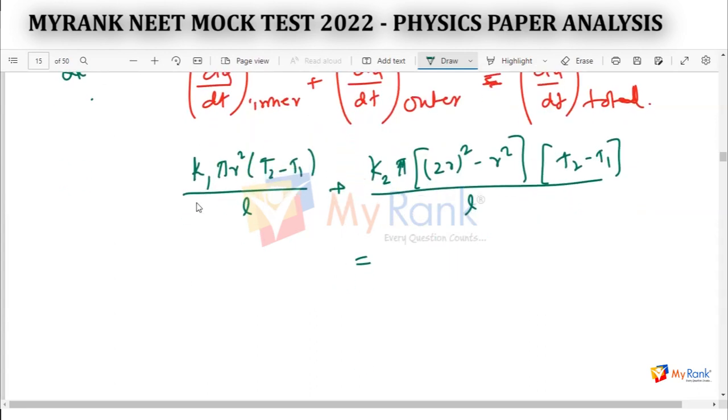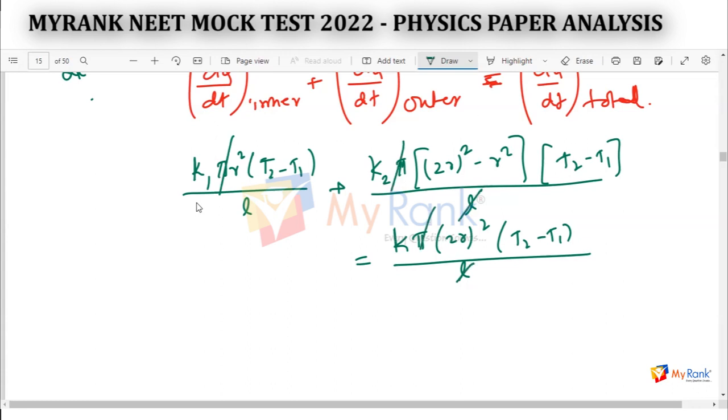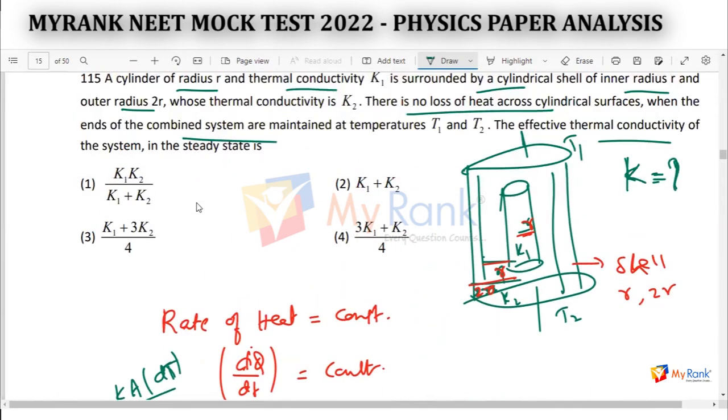For total, if I write K pi r square, r is nothing but 2r, students, and this is the temperature change, T2 minus T1, divided by L. So if you see carefully, the pi and L get cancelled in all of this. All right, if you are rearranging, we'll get K1 plus 3 K2 by 4. See the option. Option 3 is correct, students. Option 3 is correct.